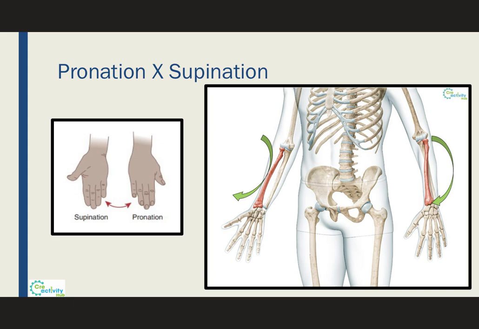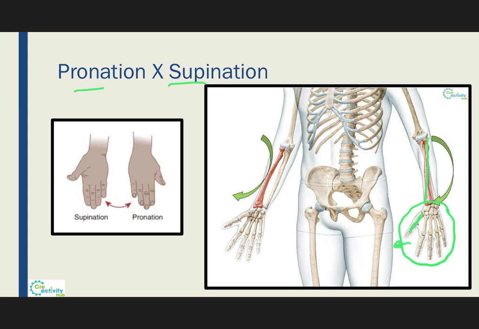Now we're going to cover pronation and supination, which refer to this rotational movement of the forearm and the hand. In the forearm, pronation is going to be the motion that will turn the palm downward so that the radius crosses over the ulna, as we can see right over here. And in this position, the thumb will point inward toward the body.